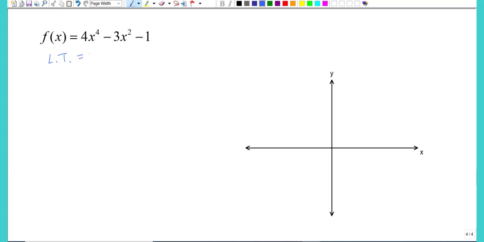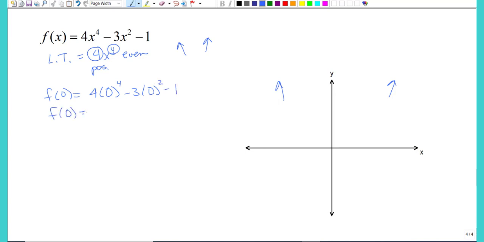So my leading term is 4x to the fourth, even, positive, both up. So up, up. Y-intercept at negative 1. And when you put those on the graph, label them. Okay, and again, don't try to use graph paper. That's not going to work.